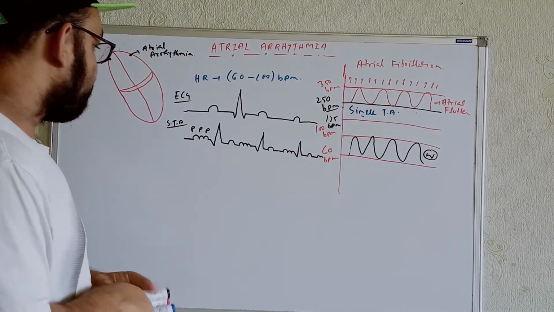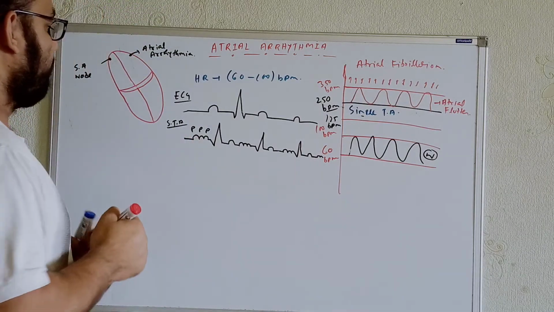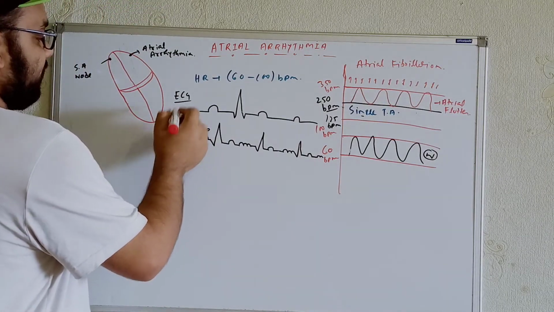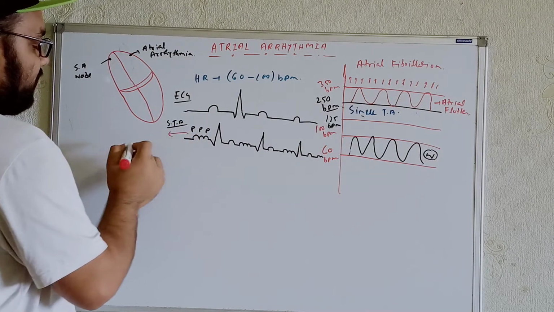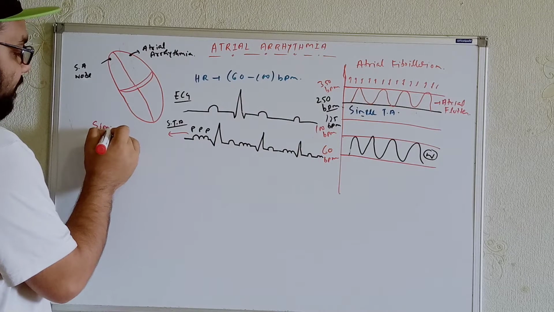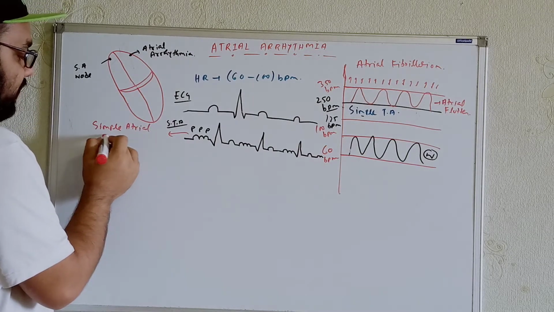Okay, so see what type of thing we are getting in simple tachyarrhythmia, in atrial arrhythmia. In this case, what type of thing are we getting over here in simple atrial tachyarrhythmia?